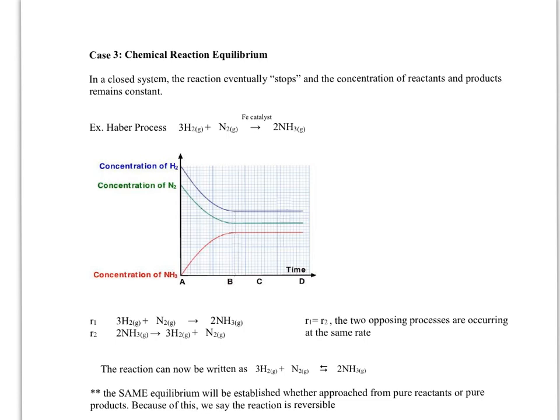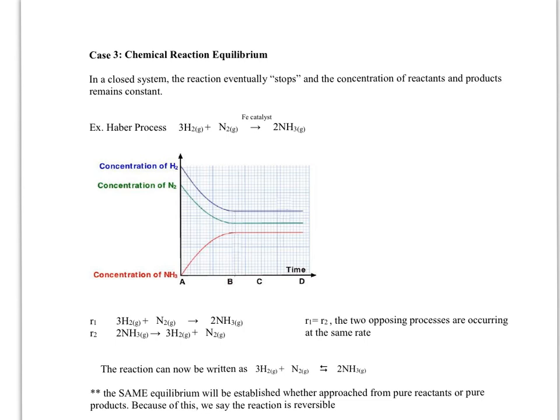So that means if I have a container of hydrogen and nitrogen gas, I will form ammonia, and then eventually it will stop. The reaction will stop changing. So the concentrations of all three chemicals will be constant.